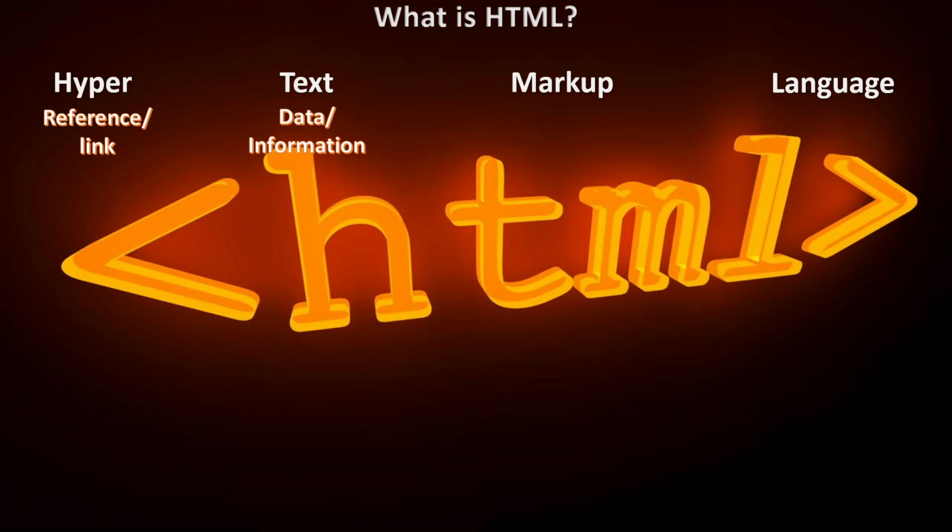The next is the text, which is generally the data or the information that is presented to the user. So, for example, you have a Facebook account, you go to Facebook, and the data that is shown, the post and stuff that you see, is the data and information that is displayed. So that's the text portion of HTML.